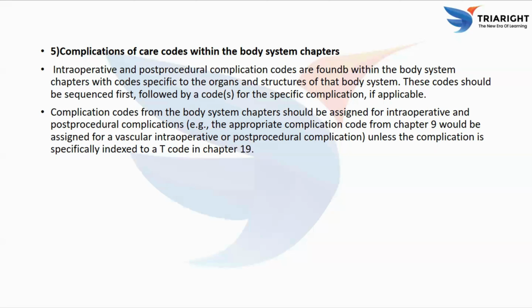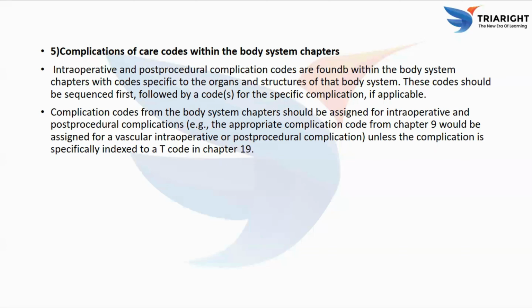So next is a sequencing rule. These codes should be sequenced first, followed by codes for the specific complication if applicable. So you have to always code the body system complication first. Then you have to add the additional codes to describe the type of the complication, whether it is a hemorrhage, whether it is an infection, or any associated condition if required.